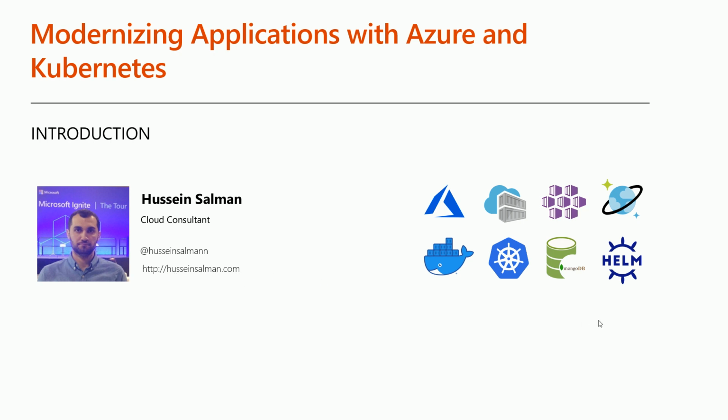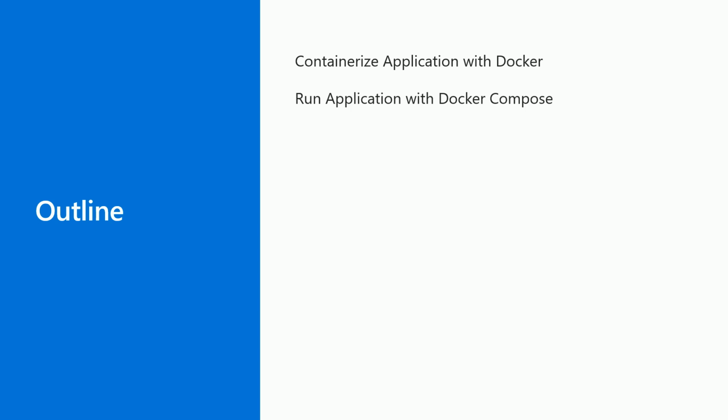In this series, I'm going to take you through the steps you need to modernize your application by containerizing it and get it up and running on Azure. Let's take a look at the outline. First, we'll start seeing how to run Docker containers locally and how to create our own images using Dockerfiles. And then we will use the Docker Compose tool to run the whole application in one single command.